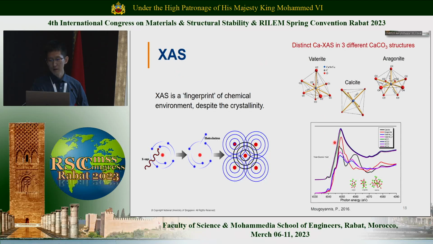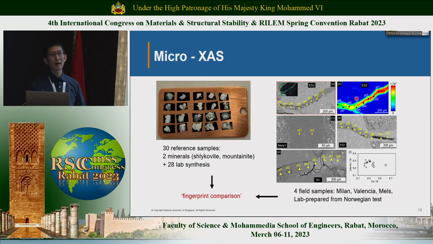So here are examples of the 3 different polymorphs of calcium carbonate. Even though they have exactly the same chemical composition, because of the different chemical environment of the calcium, they give you completely different XAS spectra. So from that you can use it as a kind of fingerprint to understand the chemical environment of that calcium. So we want to apply this same idea to the ASR product.